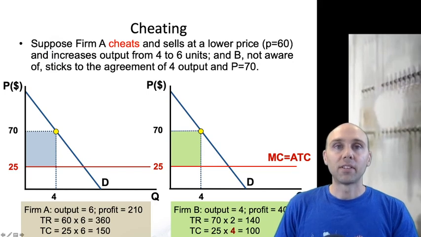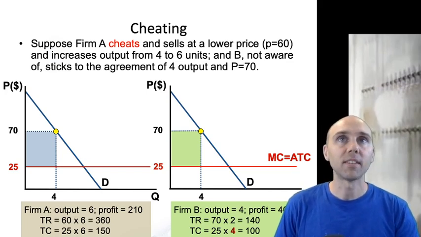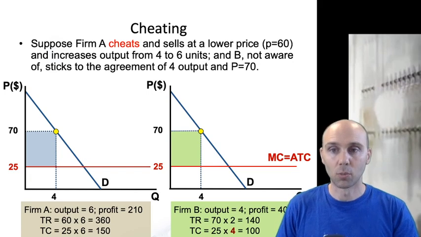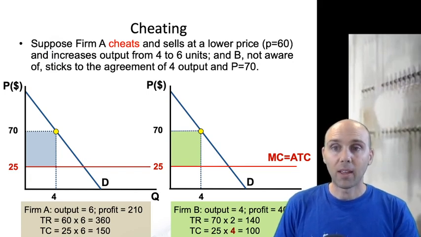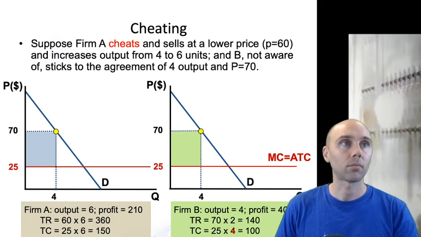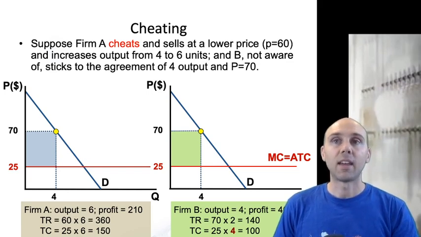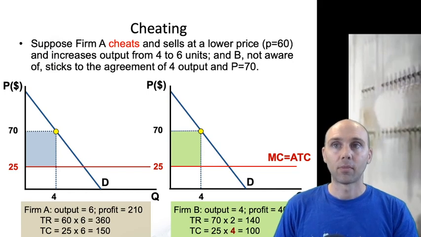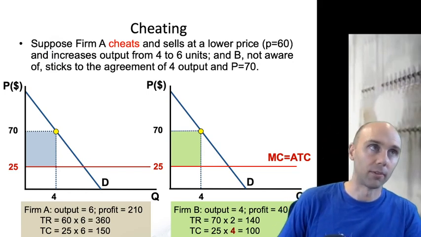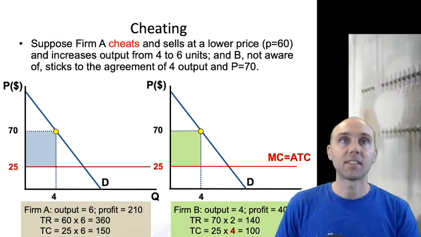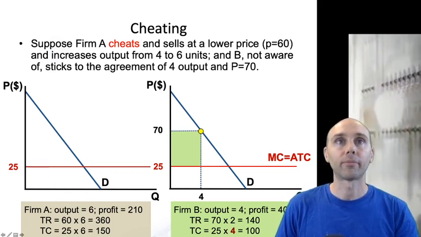That's going to increase firm A's profit now to 210. It used to be 180. Now, if B isn't aware of this and sticks to the agreement of trying to produce 4, well, it's actually producing 4 at a price of 70, it's going to end up only selling 2 and lead to a lower profit of 40, which you can see over my shoulder there. So let's see how this works.